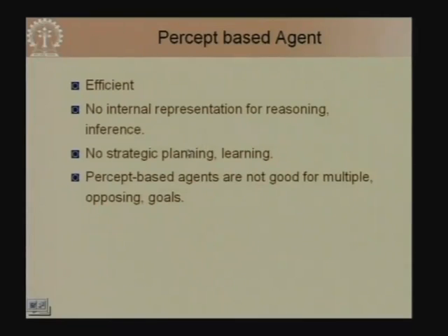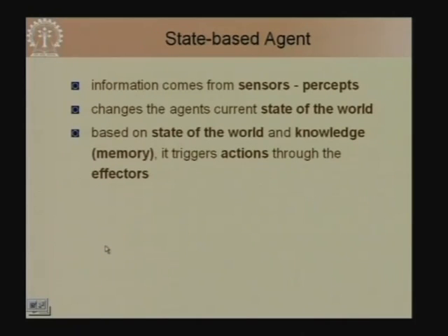So, as we have seen, these percept based agents are efficient because they do not require internal representation for reasoning or inference. However, there is no strategic planning or learning, and they are not good for multiple opposing codes.